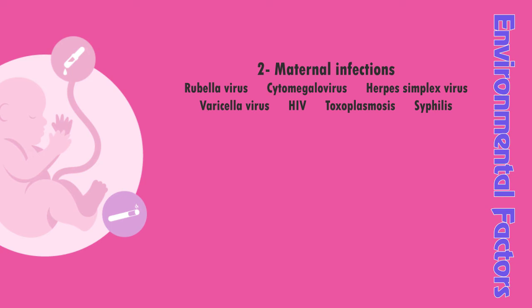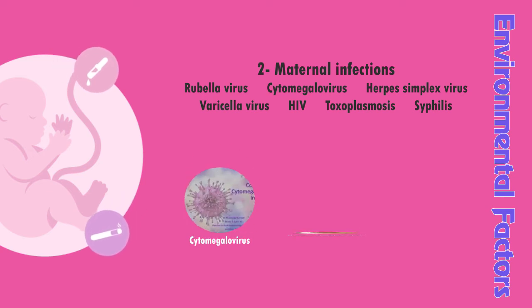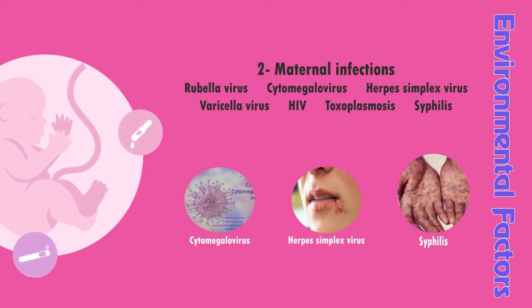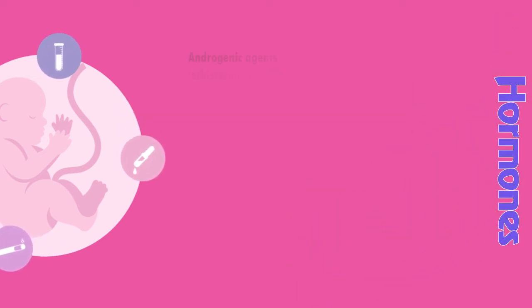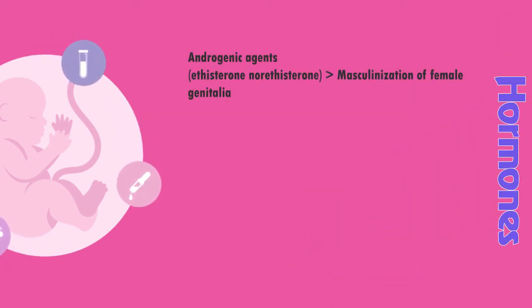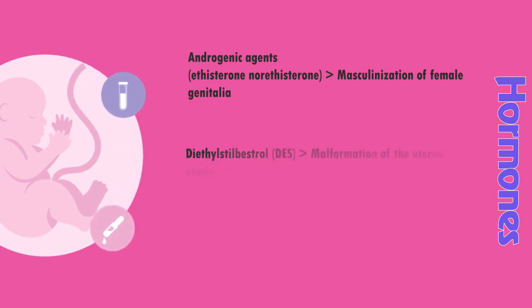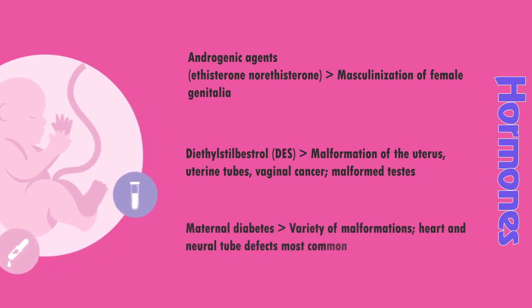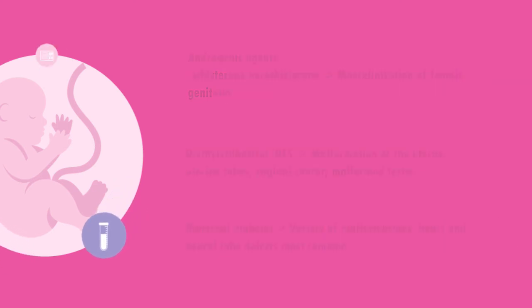Maternal infections: rubella virus, cytomegalovirus, herpes simplex virus, varicella virus, HIV, toxoplasmosis, syphilis. Hormones: androgenic agents, ethisterone, non-ethisterone, masculinization of female genitalia. Diethylstilbestrol, DES: malformation of the uterus, uterine tubes, vaginal cancer, malformed testes. Maternal diabetes: variation of malformations, heart and neural tube defects most common.